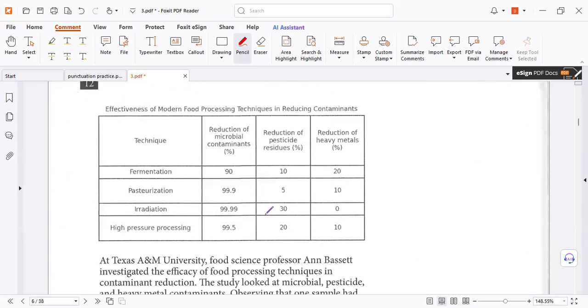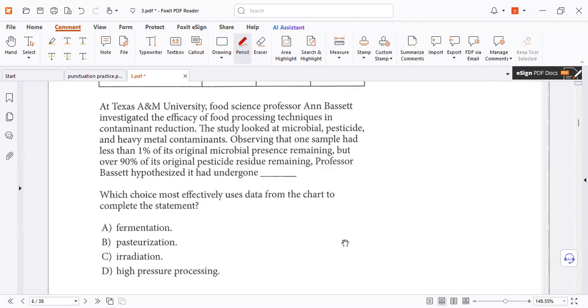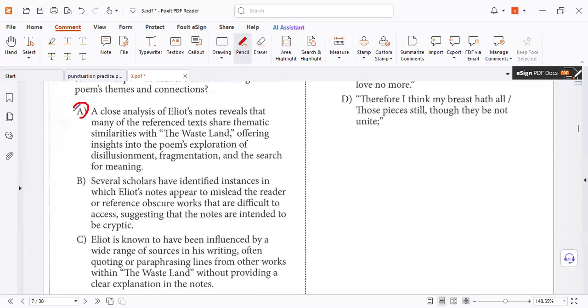Number 12. Number 4. Letter B. Letter B. Correct. 13. Letter A. A. Correct.